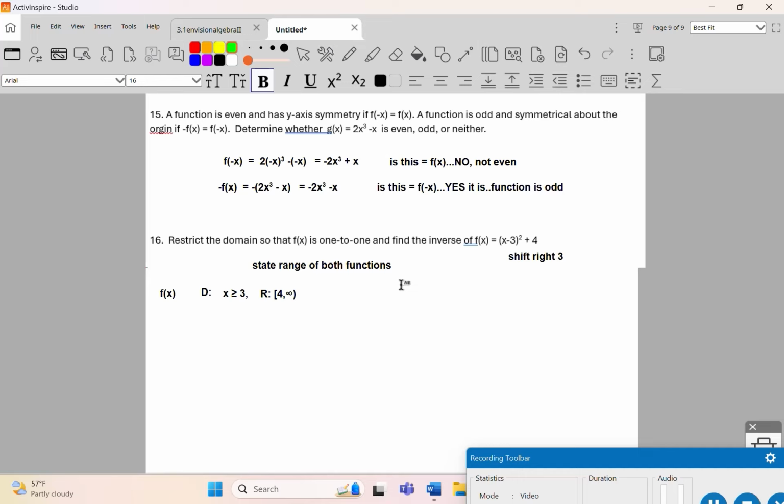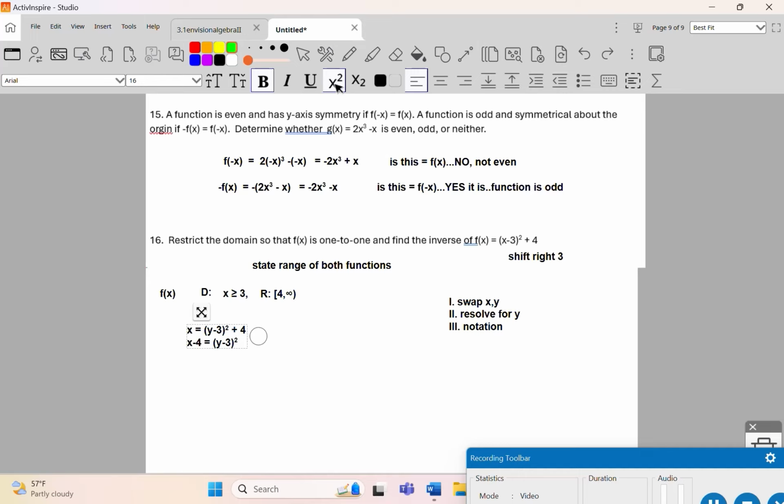Since the domain has been restricted, I can now write the inverse. And for like the umpteenth time, we swap x and y. We resolve for y. Now we use the correct notation. All right, so this becomes x equals y minus 3 quantity squared plus 4. We're going to subtract 4. x minus 4 equals y minus 3 quantity squared.